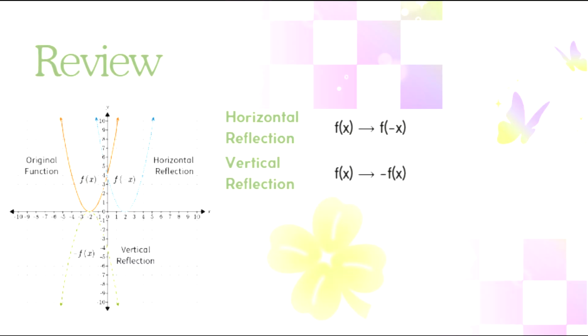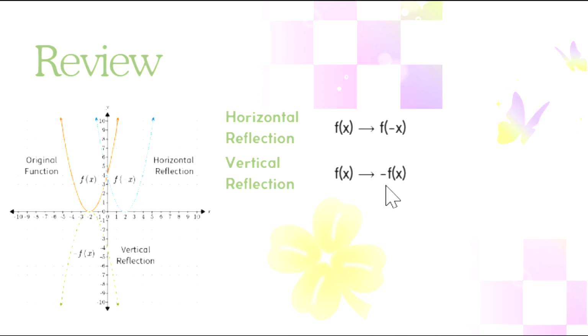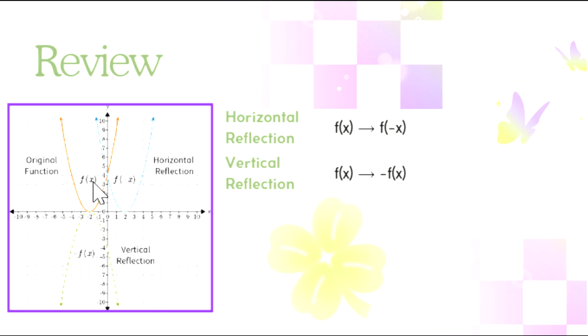Let's do a quick review. A horizontal reflection is f of x changing to f of negative x, and it goes over the y-axis. So it's this orange parabola to this blue parabola, okay? That's a horizontal reflection. And notice the x gets the negative because the x values are changing. The y values all stay the same. A vertical reflection is going from this orange one to this green one. It goes over the x-axis, it's up and down. And the f gets the negative when it changes because the y values are changing.